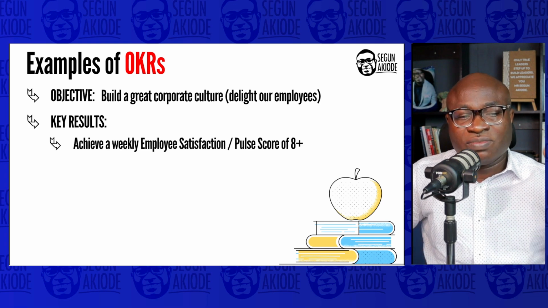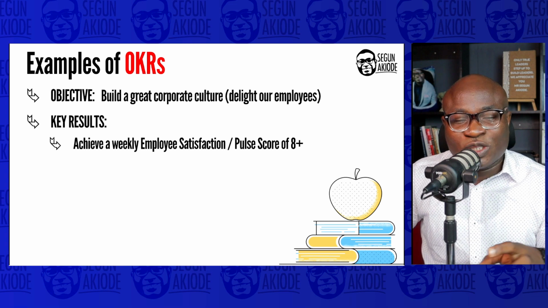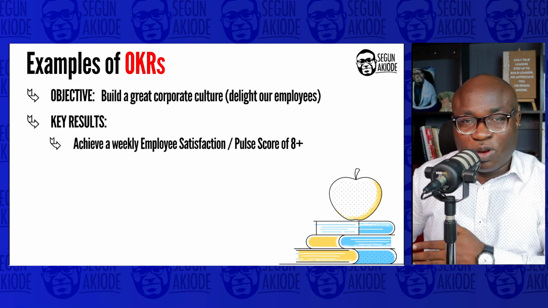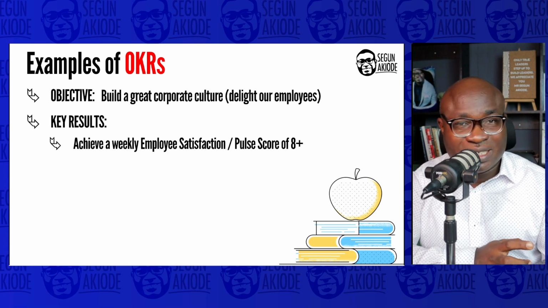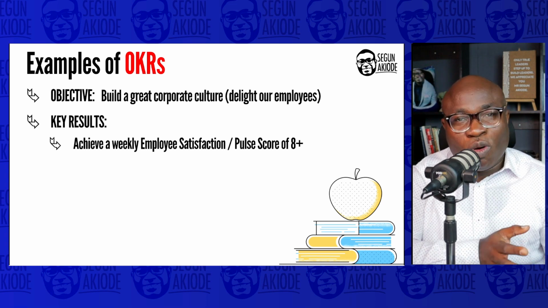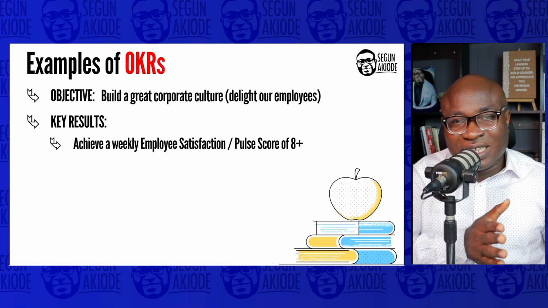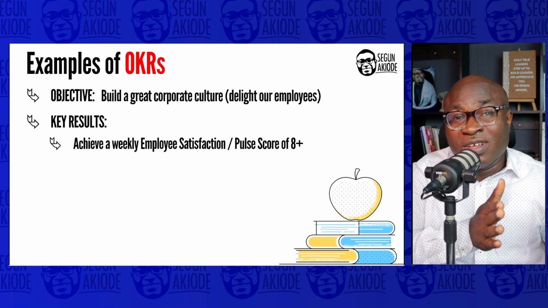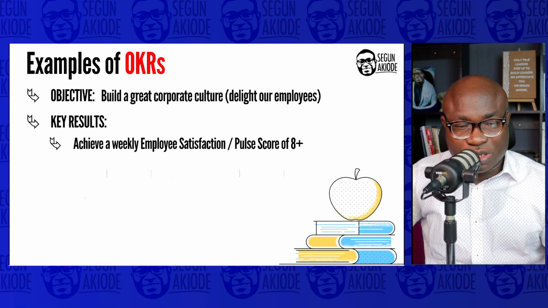The key result: 1, we must achieve a weekly employee satisfaction or pulse score of 8+. Which means on a week by week basis, we will do an employee satisfaction survey or a pulse survey. We must achieve 8 on a scale of 1 to 10. So that means we must have a minimum of 8 and above. We have achieved that as a key result.